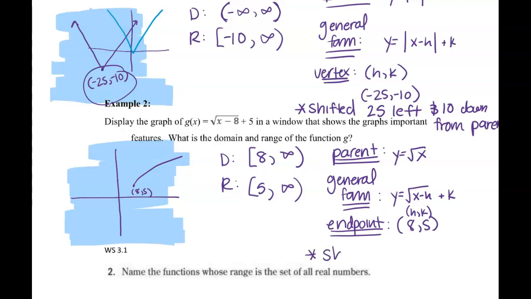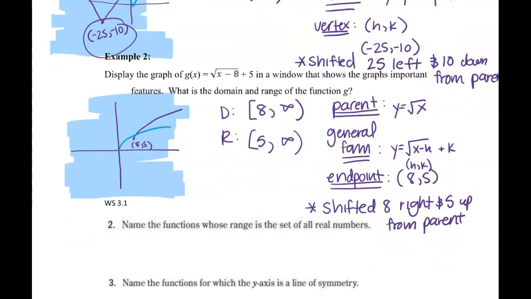And basically what happened is the function was shifted 8 to the right and 5 up from our parent, because our parent would have been there, and we just shifted it.